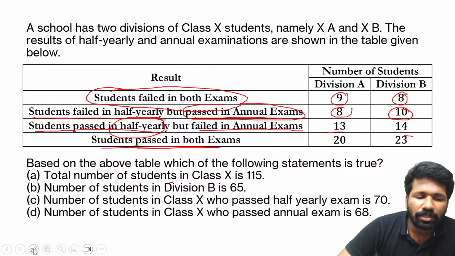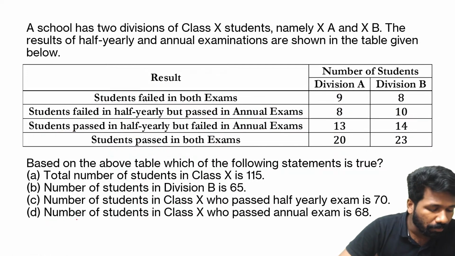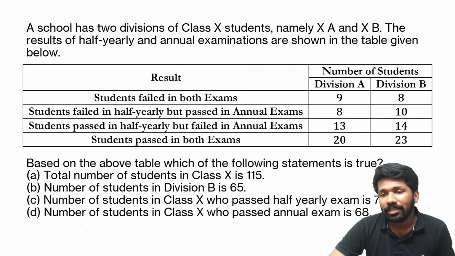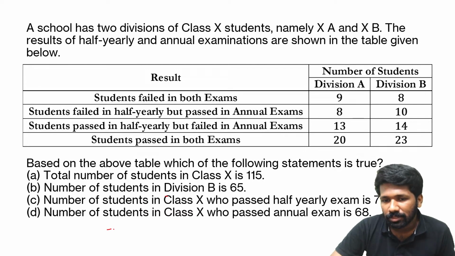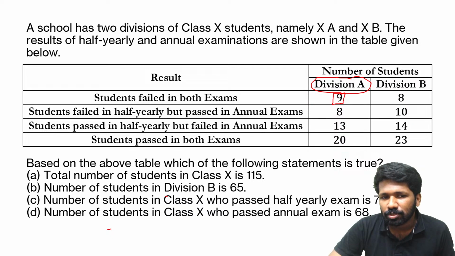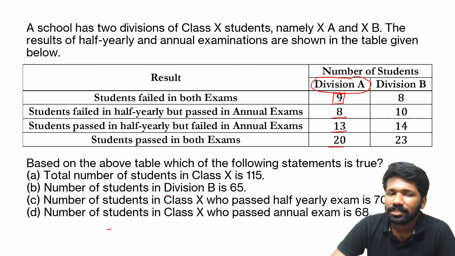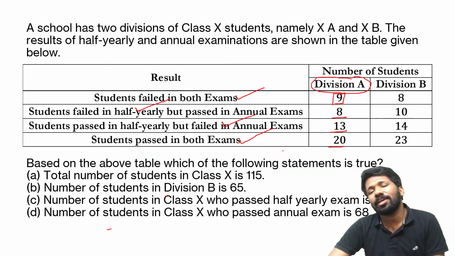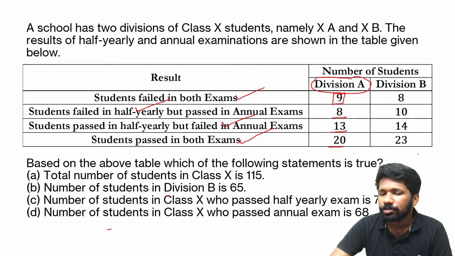In permutation combination chapter we discussed, and in last class, probability class also, we discussed about mutually exclusive events. Similarly, these are mutually exclusive sets. For example, division A, if you consider. Failed in both exams means these 9 students are not there in any other set. There is no intersection between these sets. Failed in both exams, failed in half yearly only, failed in annual only, failed in no exam. These are 4 different categories of people, that is mutually exclusive.